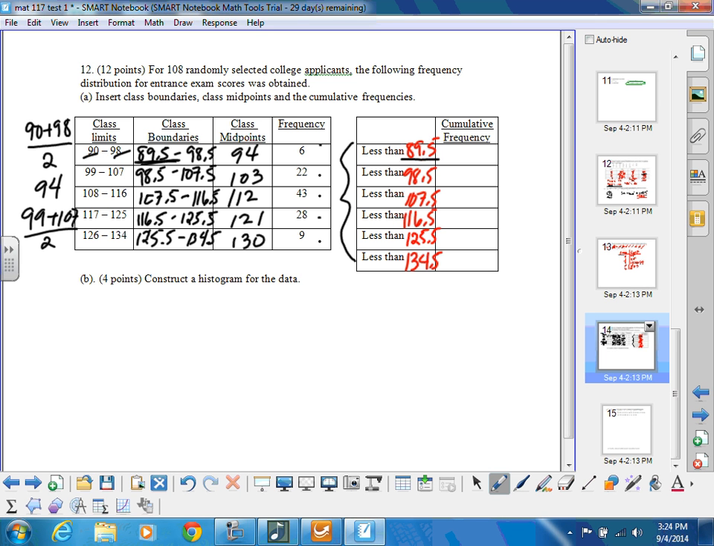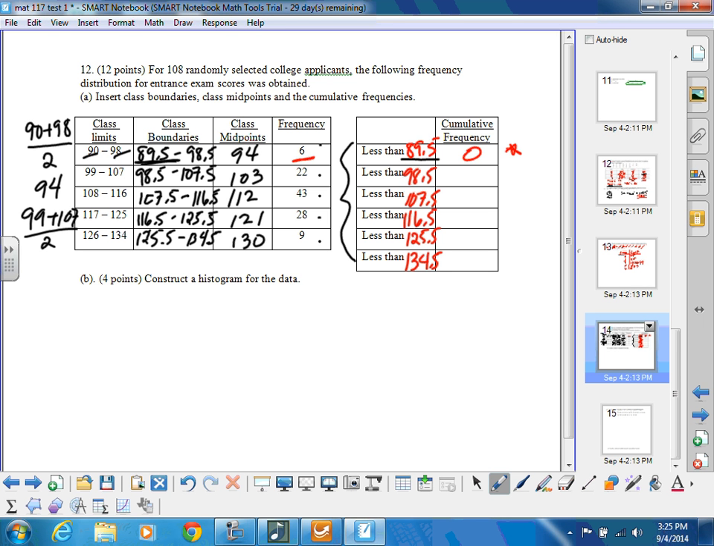Now, the cumulative frequency. Cumulative means that you just keep going, you keep adding to it. It's everything. Like the cumulative GPA is all the classes you've taken, rather than what's in your major or your minor. So for the first one, if you did this chart correctly, is there any value less than 89.5? No, because your first frequency is only in those class limits of 90 to 98. So this first one should always be 0. If it's not 0, then you're doing it wrong.